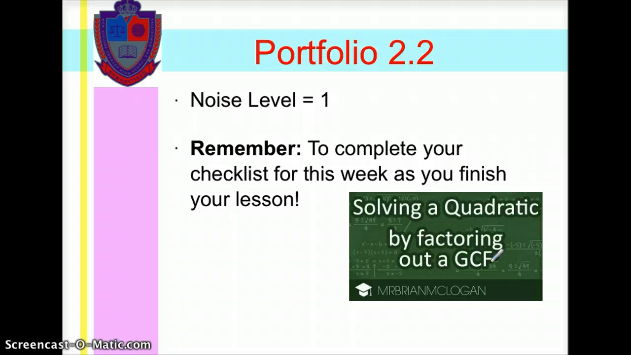Okay, that's the end of 2.2. So what you're going to do is work on your portfolio. Remember, solving quadratics by factoring out the GCF. Remember, complete your checklists.